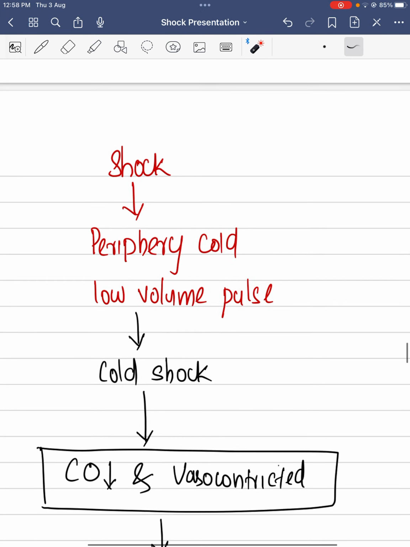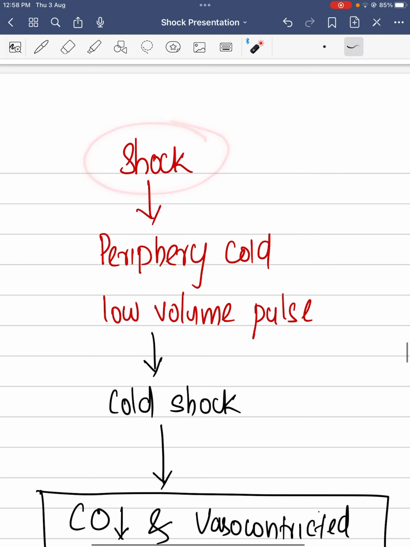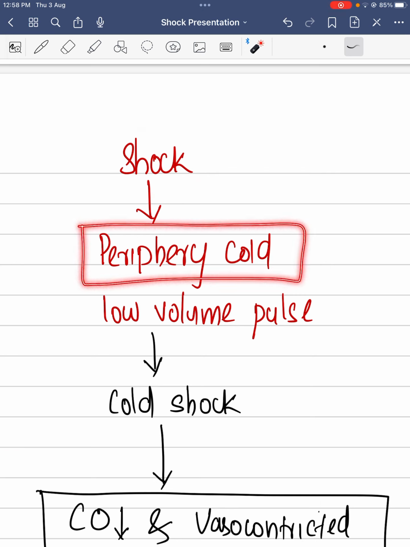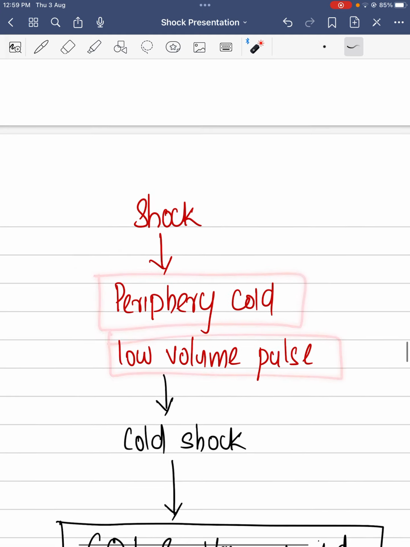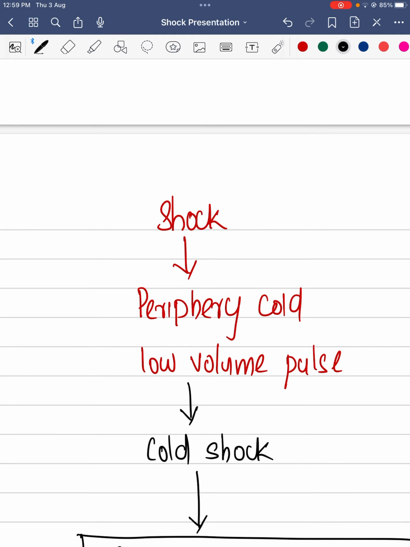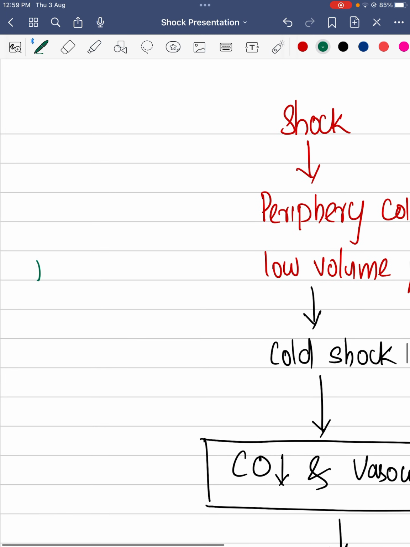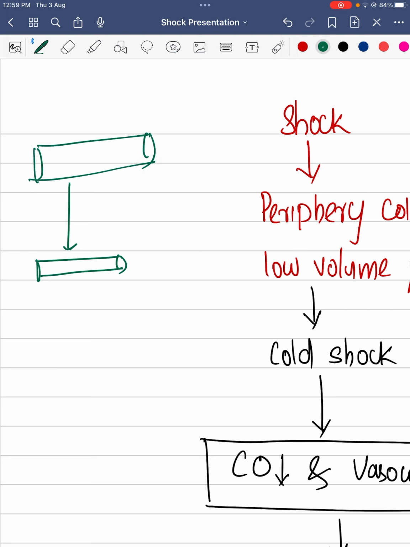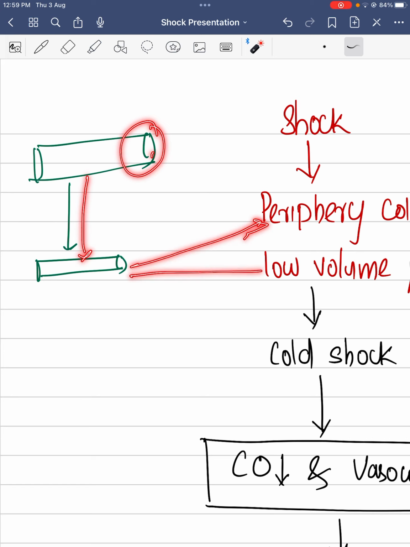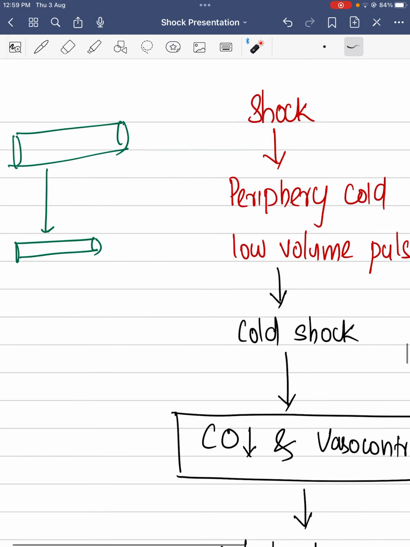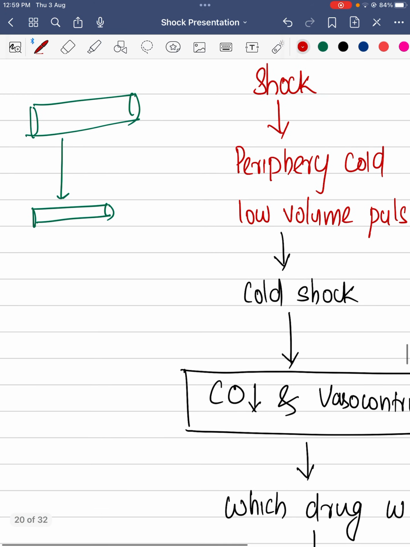Suppose a patient came to you in shock. When you examine, the periphery is cold and there is low blood pressure. What does a cold periphery indicate? This is a normal vessel, this is a normal vessel, and this one is a constricted vessel, that's why the periphery is cold and the pulse volume is low. So here, number 1, you have to dilate this vessel, then only will there be peripheral perfusion.